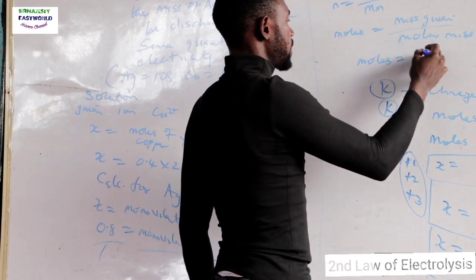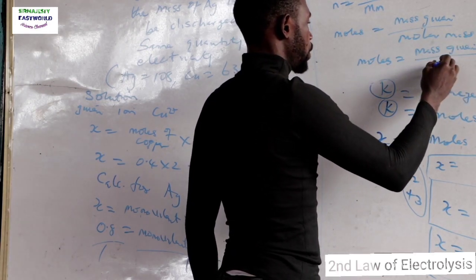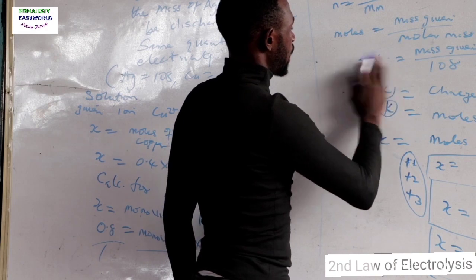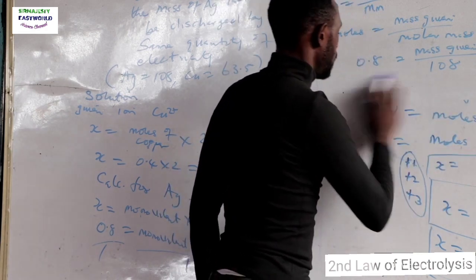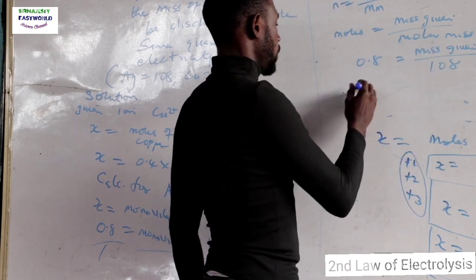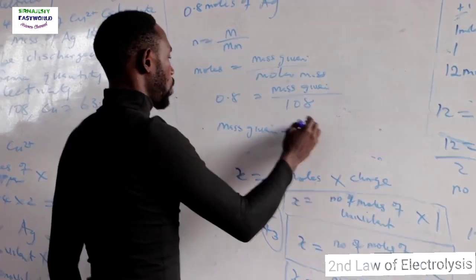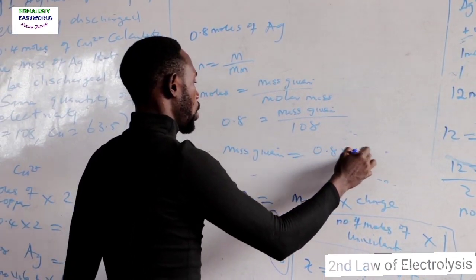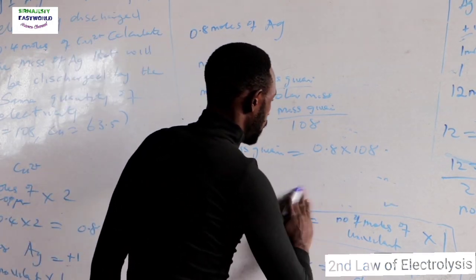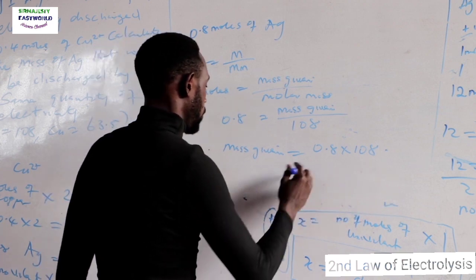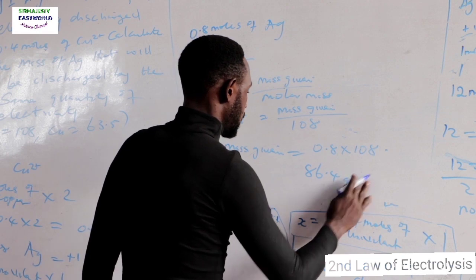Moles is equal to, that's the mass you are asked to calculate for, divide by the molar mass, which is 108. And you have discovered that your mole is 0.8. Then your job is to make this the subject of the formula, such that the reacting mass is equal to 0.8 times 108. So what do we have? 0.8 times 108, 86.4. Okay, we have 86.4 grams. So that is the answer.